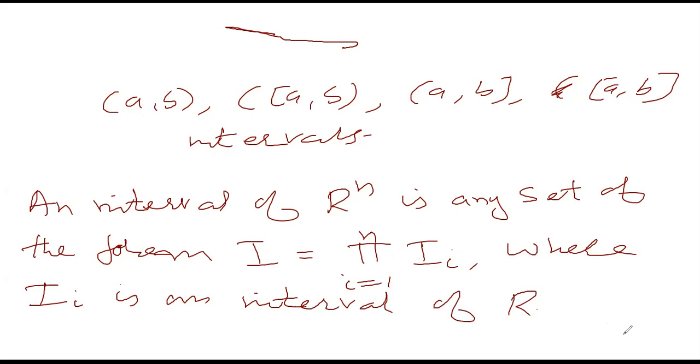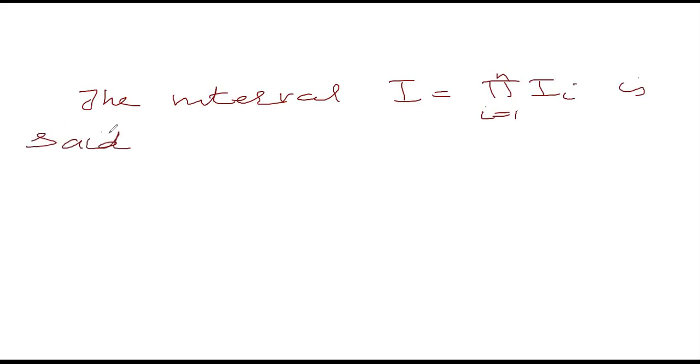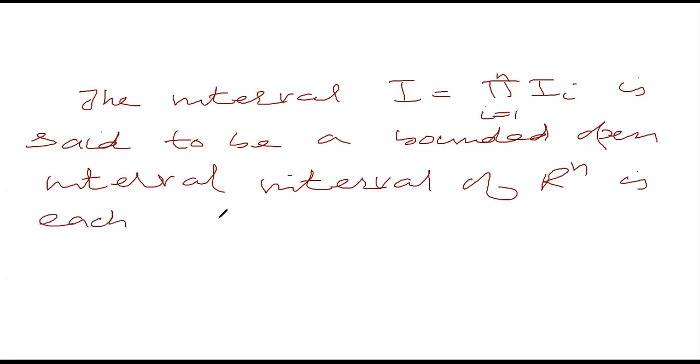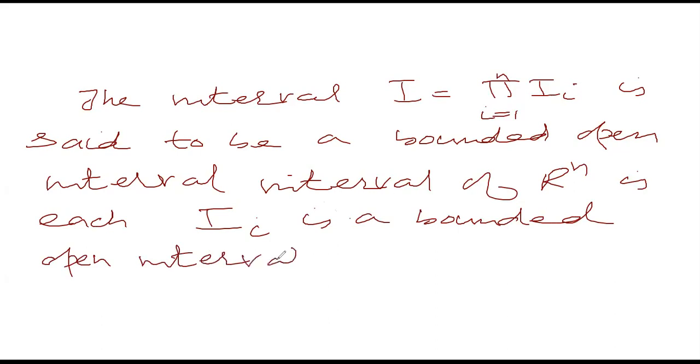But if I take the product of these n intervals, it is called an interval of Rn. And this interval I, which is equal to the product of n intervals, is said to be a bounded open interval of Rn if each I_i is a bounded open interval of R.